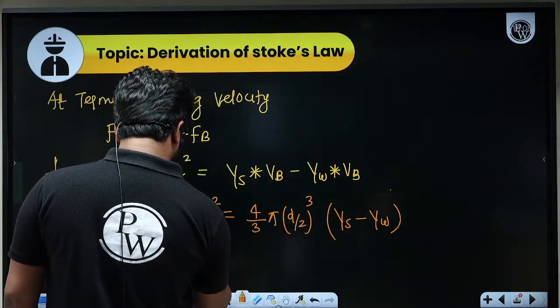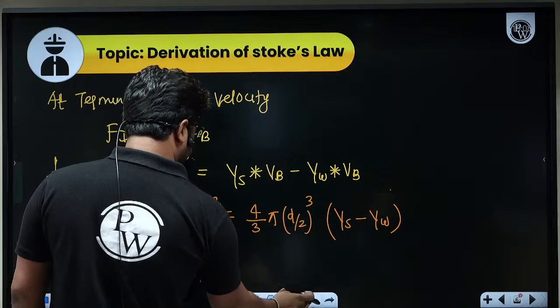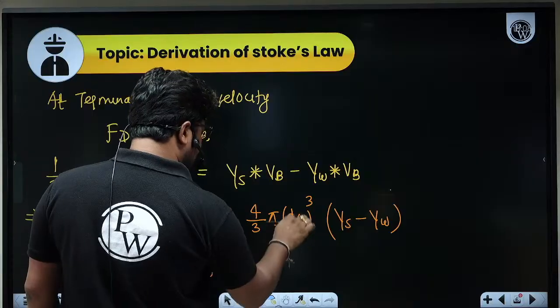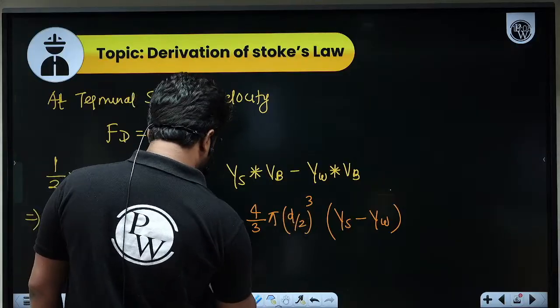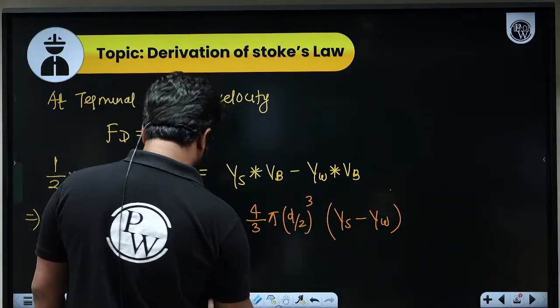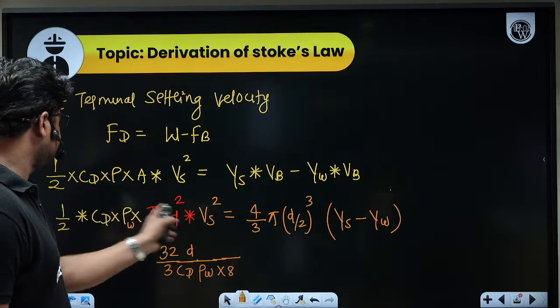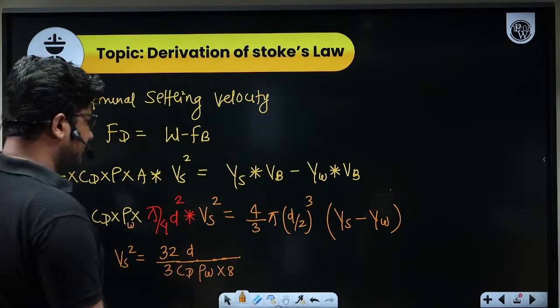This will be d cube. Not d cube. This side we have d square, this side d cube. So only d. 1 by 2 to the power cube, 1 by 8. So that I am writing at the bottom. Clear? 4 is 16. 16 into 2, 32. So that is clear to you.